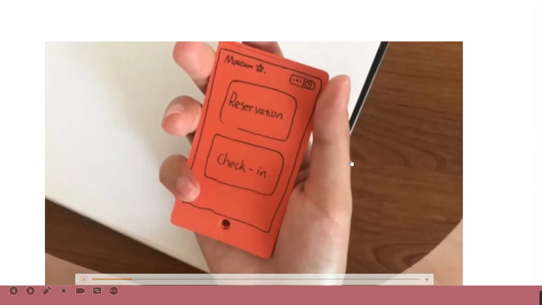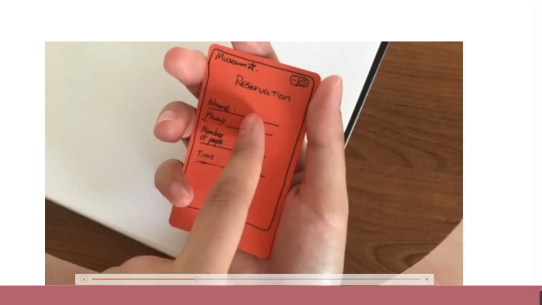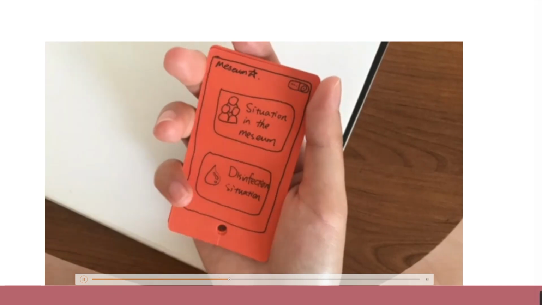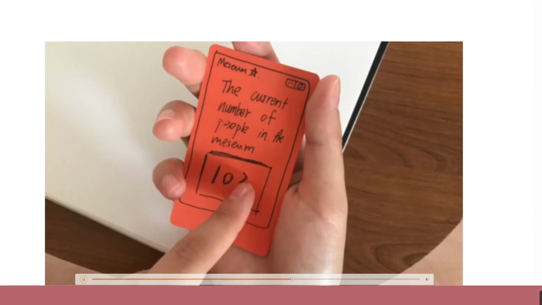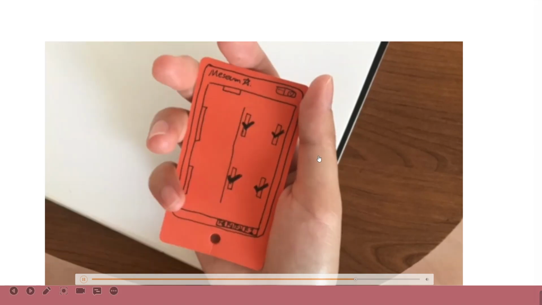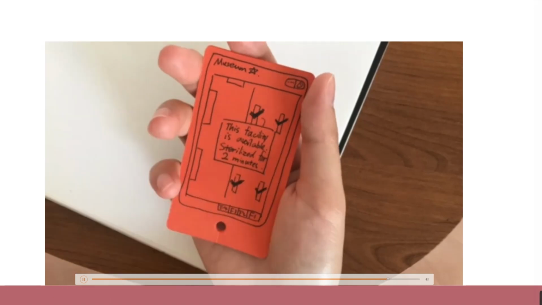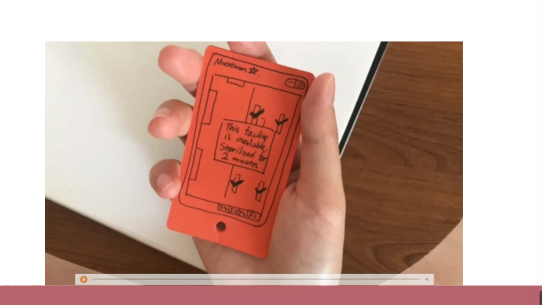Create the museum apparatus and choose the reservations and create the information, and then you will get the situation of the museum, and there are 103 people in the museum, and get the information for the facilities available to use, and they were already sterilized 2 minutes ago, and the user can get the information like that.